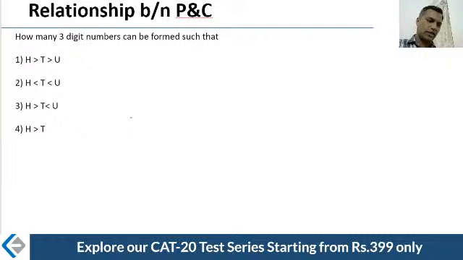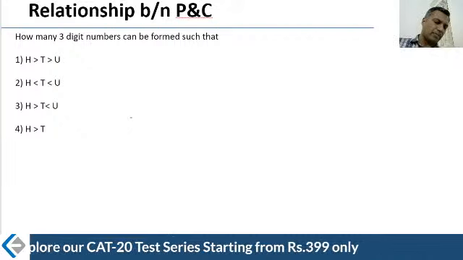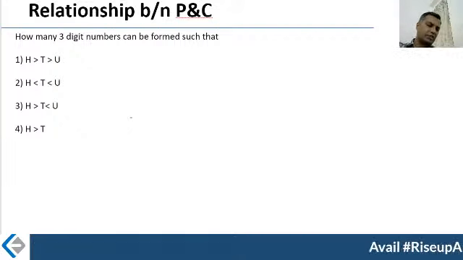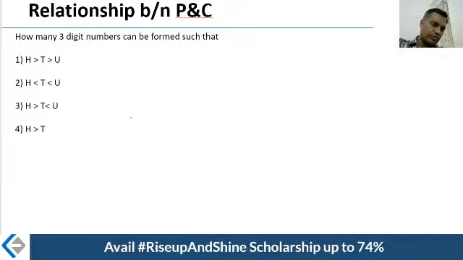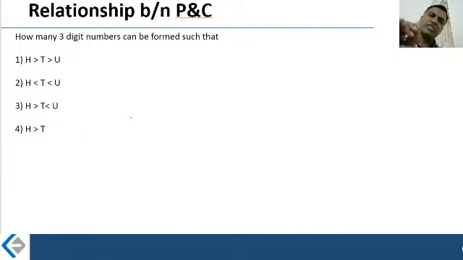Well, guys, let's try here. How many 3-digit numbers can be formed such that the digit in the hundreds place is greater than the digit in the tens place, which in turn is greater than the digit in the units place? Take a dummy here. Always pay special attention to 0.